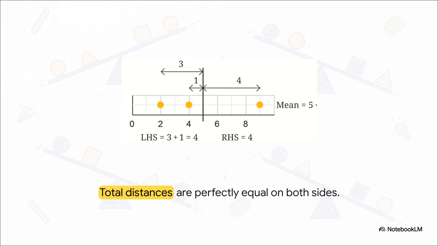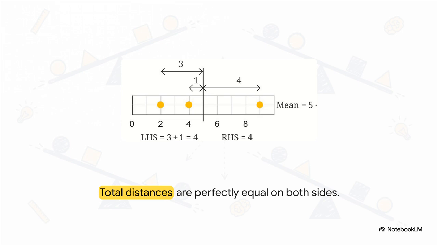Okay, now for the right-hand side. The single dot at 9 is exactly 4 units away from the mean. Aha! The total distances are absolutely equal. The left-hand side distance of 4 perfectly matches the right-hand side distance of 4. So the mean is acting exactly like a fulcrum, balancing physical weights on a seesaw.